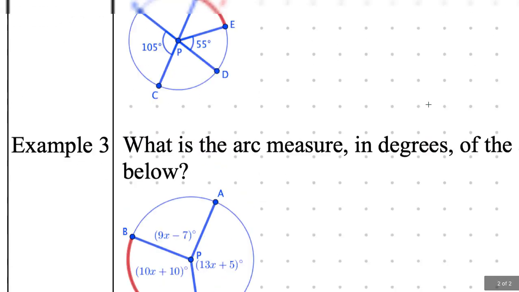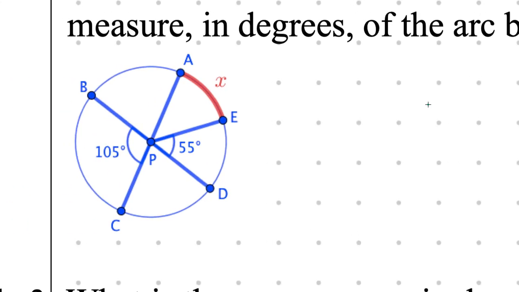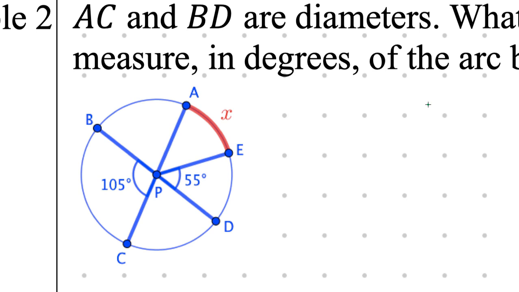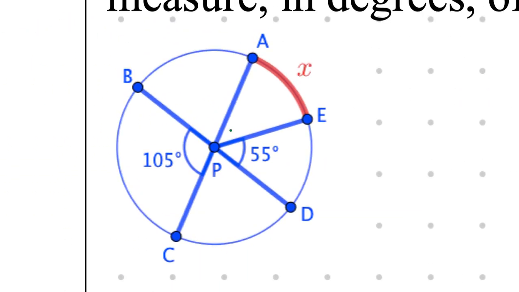Example number 2. What is the arc measure in degrees of the arc below? And we know that AC and BD are still diameters. So if I come back here and look at this, I know that whenever I see a straight line, they're actually straight lines. This is a straight line, this is a straight line. Unless it says so up here, you cannot assume that. Otherwise, it might have this slightly off. It looks like a straight line, but it might not be unless it says so up here. Don't assume.